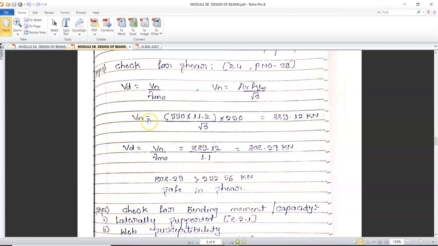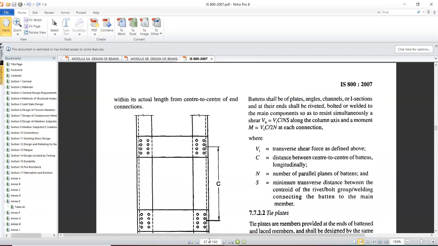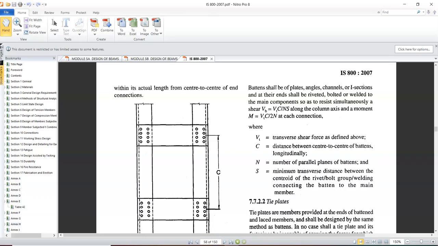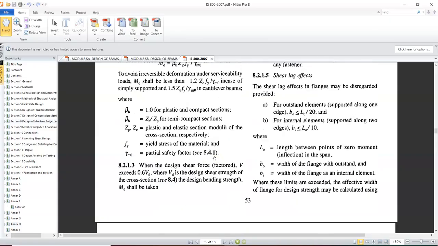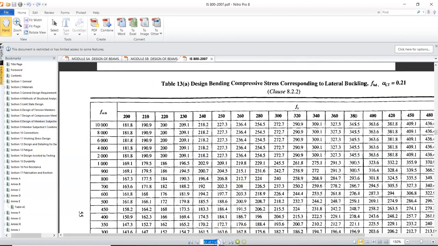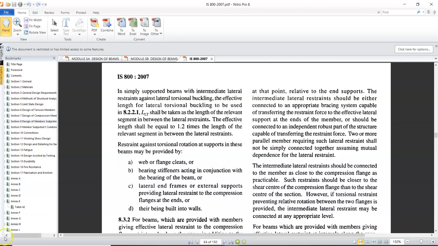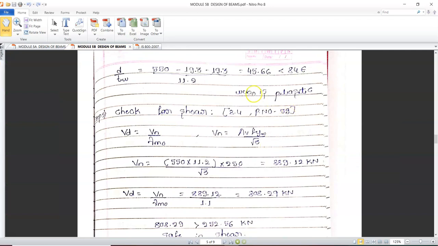So now Vn is equal to AV into Fyw, that is 250 divided by root 3. AV refers to, as per IS 800, I will quickly show here. Page number 52. So it is not page number 52. Rather, please make a correction. It is page number 59.